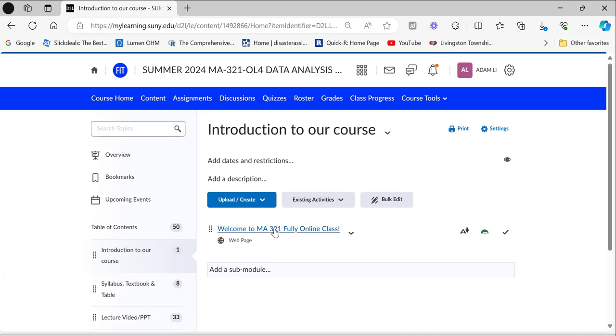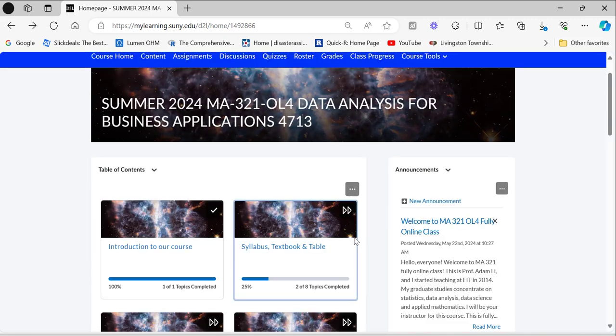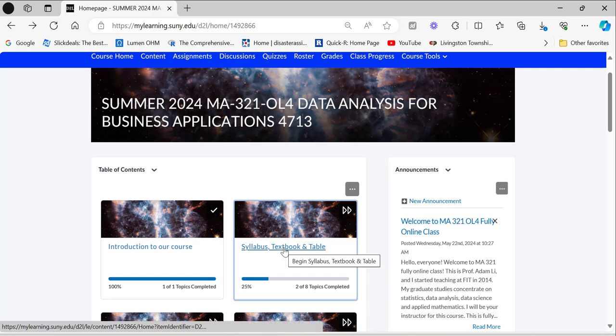Okay, now you can click on the next link. It will take you to the YouTube video and then the interaction. And the second link I want to show you is the syllabus, textbook, and table. So basically, I post a PDF file of the textbook in this particular icon here. So you click on it.